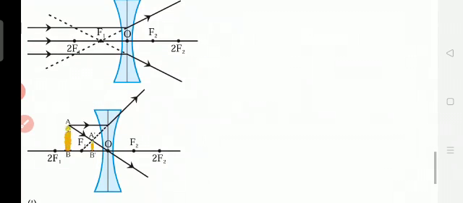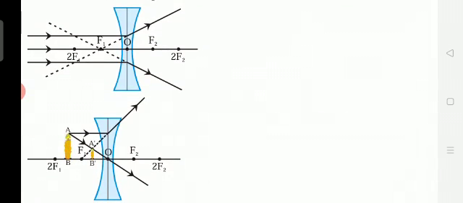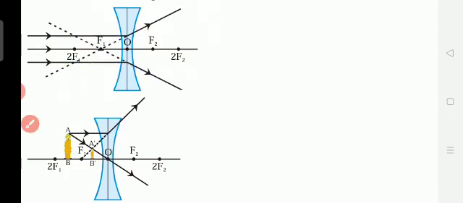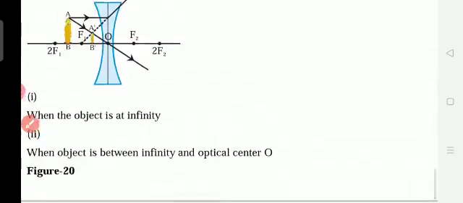Okay, for the concave lens you see diverging. But this diverging ray will appear as though it is coming from the focal point. So here also it is the same thing.